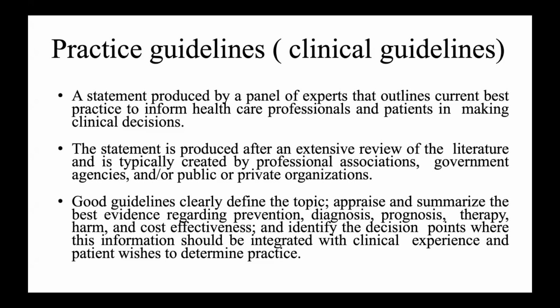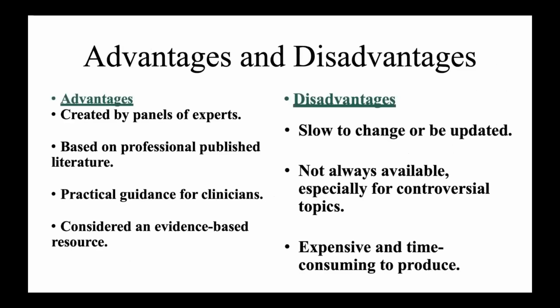A good guideline clearly defines the topic. The topic is very important to select. Appraise and summarize the best evidence regarding prevention, diagnosis, prognosis, therapy, harm, cost, anything you want to do in your systematic review and analysis. So what are the advantages of this? This is secondary research, no doubt, but it is created by a panel of experts. Even for a single person it is very difficult to do, based on the professional published literature already available.